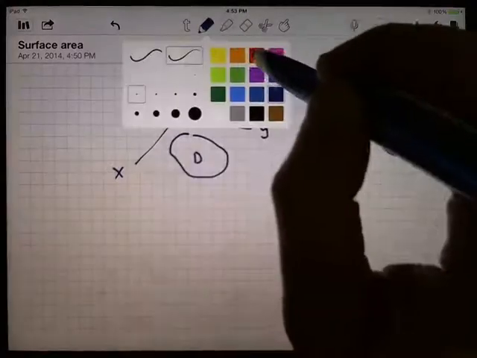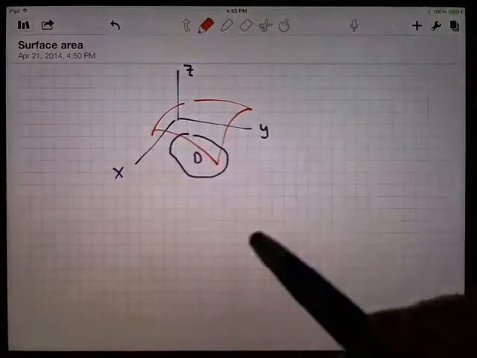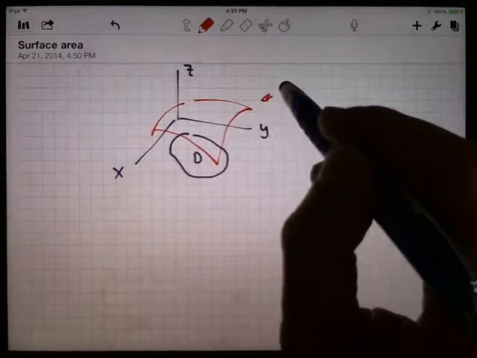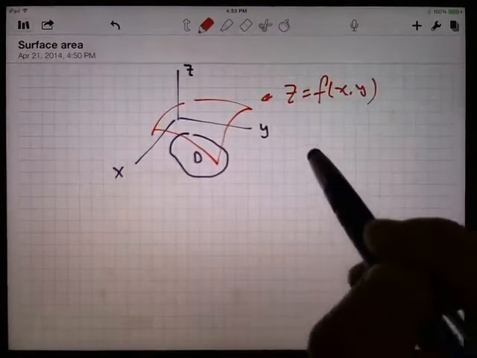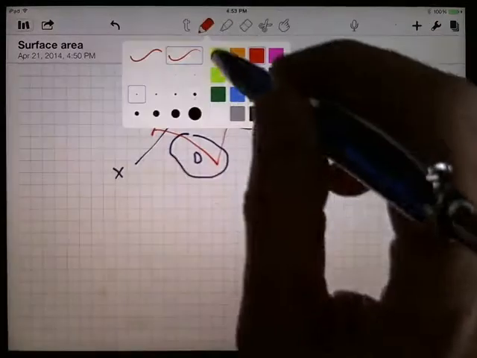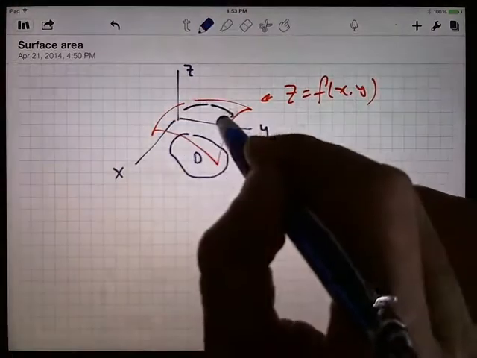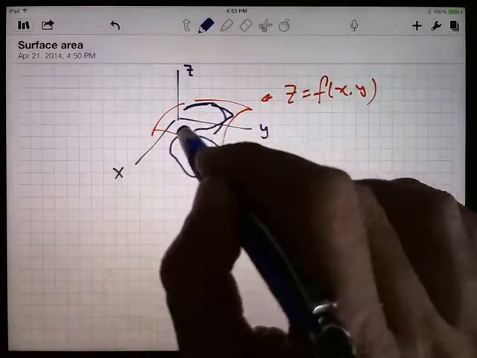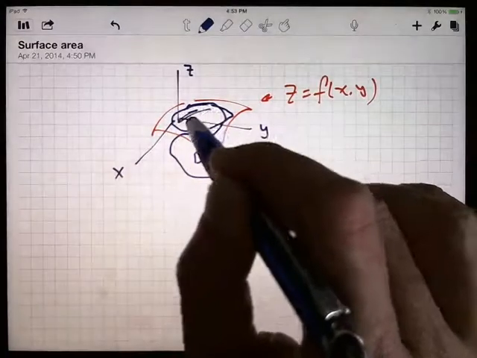So I'm going to draw, actually in red here, the surface up above. So there's some surface here. Z is some function of x and y. And the idea is I want to calculate, above the region D on that surface, whatever this looks like here on the surface up above, how much area there is.